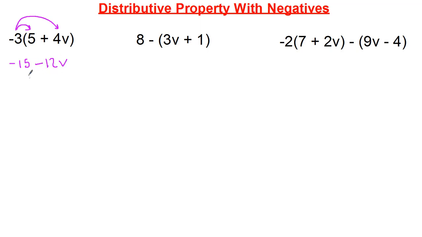I like to usually put the variables in the front. So negative 12v minus 15.